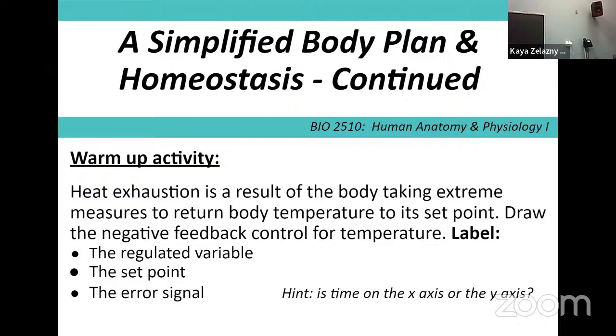I want you to think about, when we're controlling temperature, what our regulated variable is. We want to think about what the set point would be. You're going to draw that on the little graph you're going to make. Then you're going to mark down what the error signal is, just to make sure that we understand these three terms that we went over on Friday. I'll give you a second to do that, and then we'll go over it.